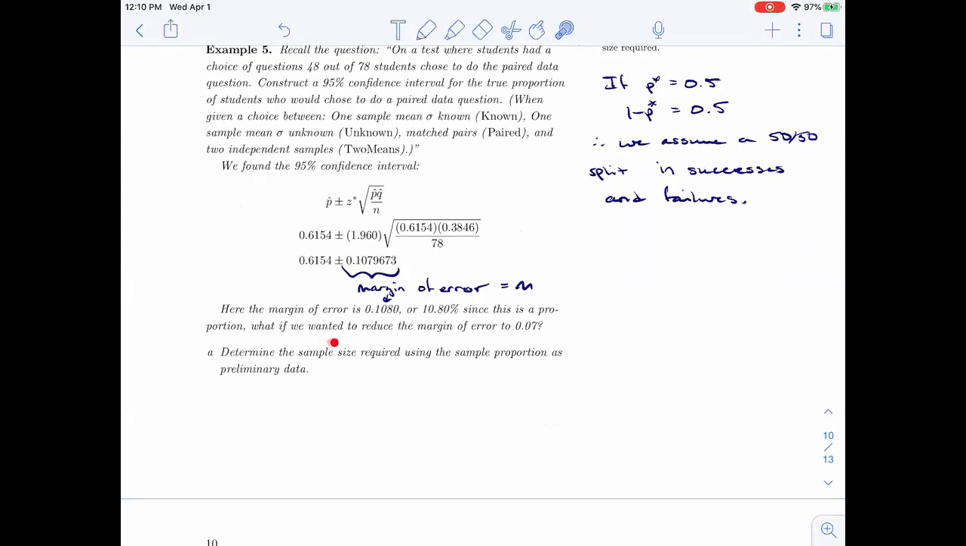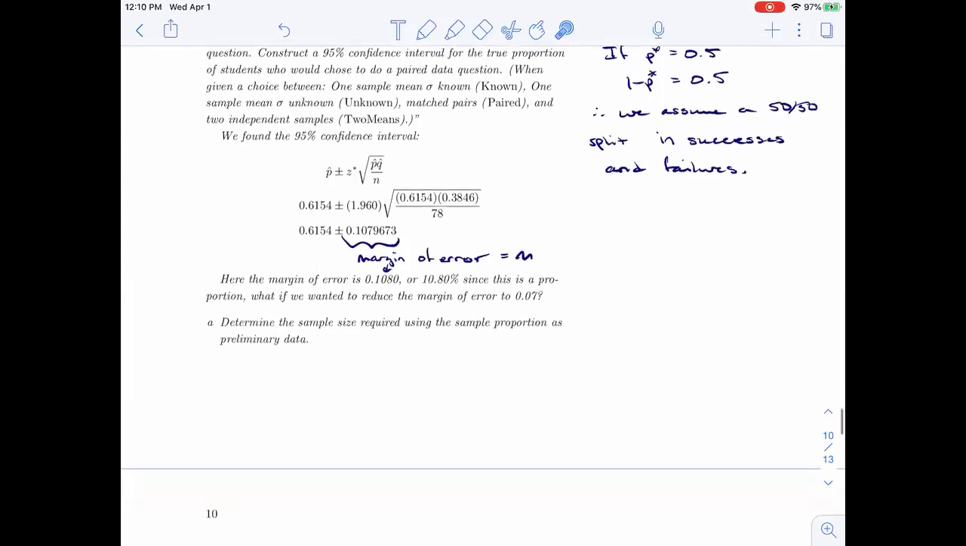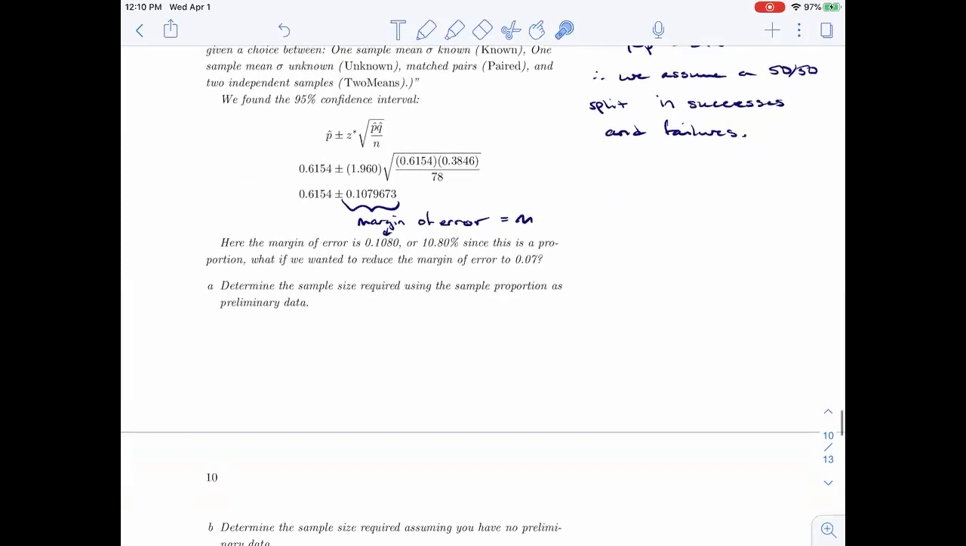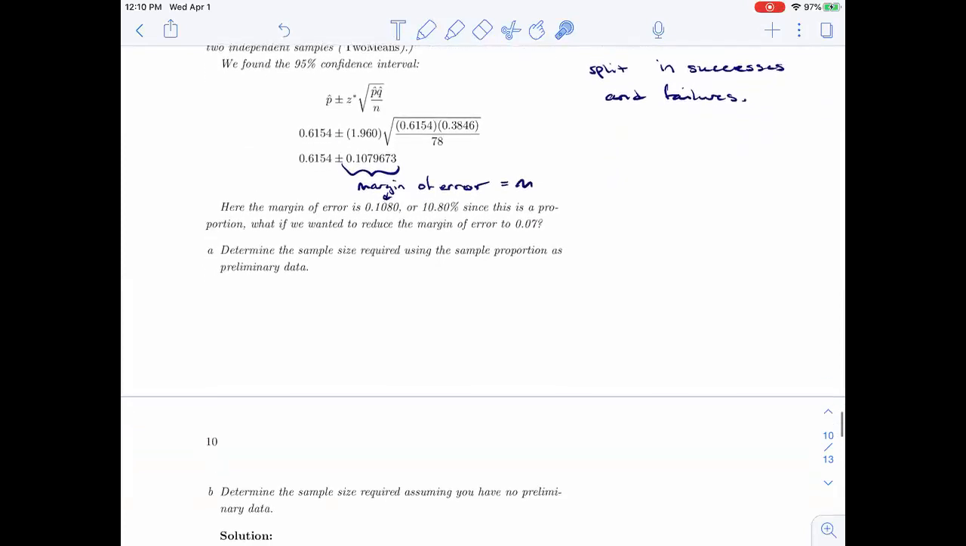So what if we wanted to reduce the margin of error to 0.07? So from 0.108 to 0.07. We want to reduce it by roughly 3%. Determine the sample size required using the sample proportion as preliminary data. So now we're saying, okay, we're going to use the sample proportion of 0.6154 as our preliminary data.